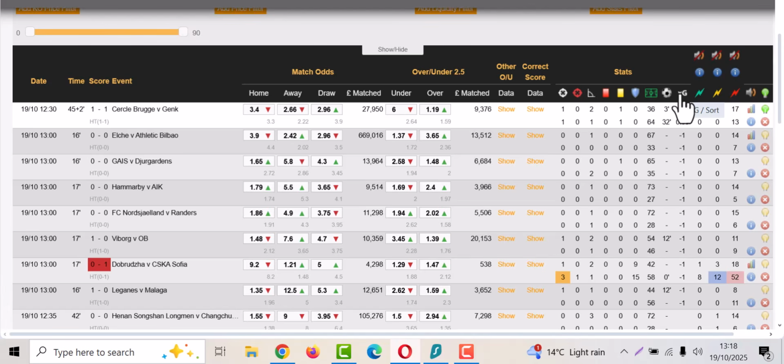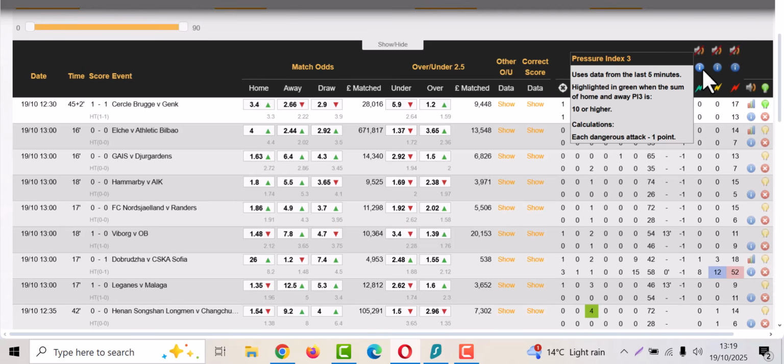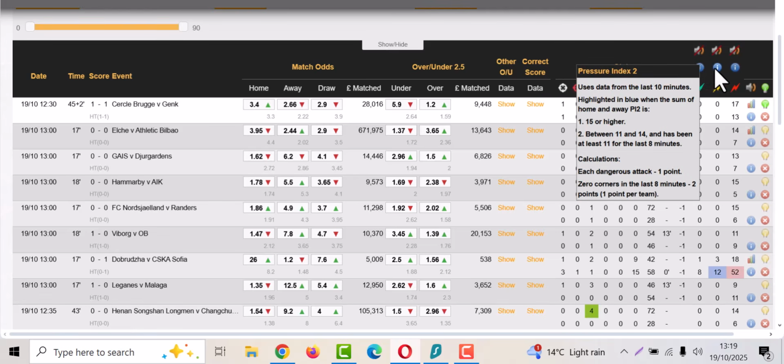We now have, which is very much sought after, it's called the xGoal stats. Now, the higher this figure is, the better. And then we have the all-important pressure indexes. Here we go, pressure index with a little explanation as to what they are, what they do. PI 1, 2 and 3.